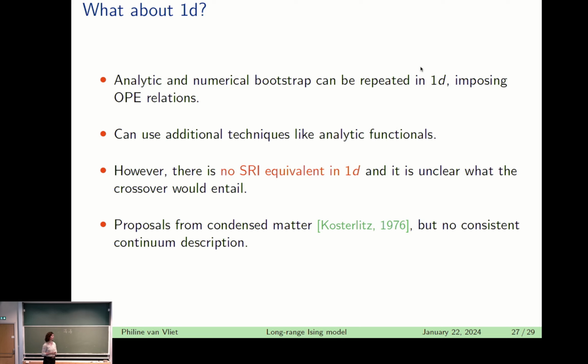some models that have been written down, but no consistent continuum description that you could use to do perturbation theory in. So before tackling this model, you would really need to know how to interpret this other side of the perturbative spectrum.